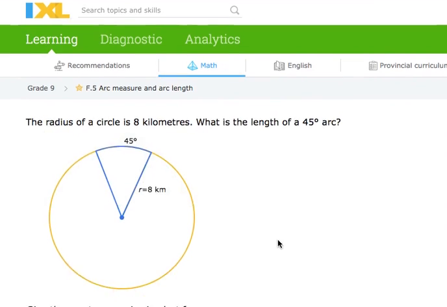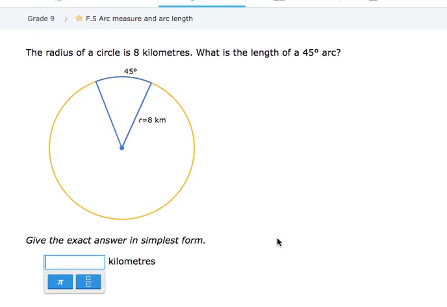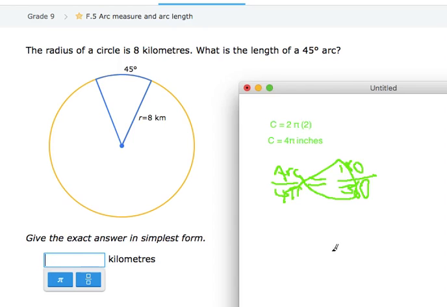Okay, let's see a couple more examples. The radius of a circle is 8 kilometers. What is the length of a 45-degree arc? So again, you say to yourself, I want the answer in exact form, including pi in my answer. That actually makes the calculations a little bit easier, and it makes the answer absolutely exact.